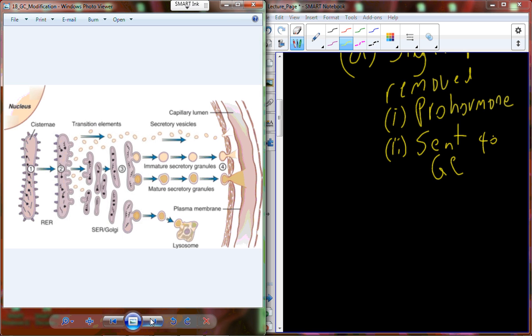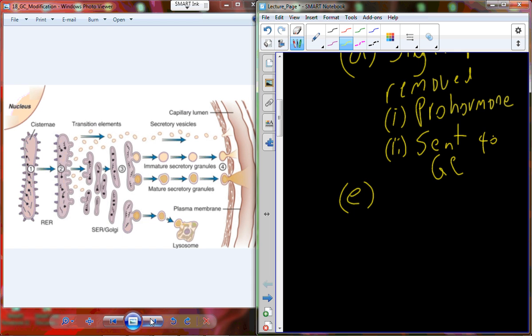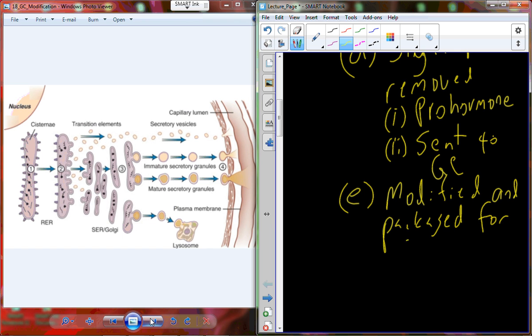So what are some of these modifications that happen in the Golgi complex when the prohormone arrives? We're going to modify and package specifically for secretion through exocytosis. The modifications that happen, we may bind on a prosthetic group or a carbohydrate. We may fold the protein into its final native three-dimensional conformation. We're going to make all of these modifications to get this prohormone into its final active hormone state.